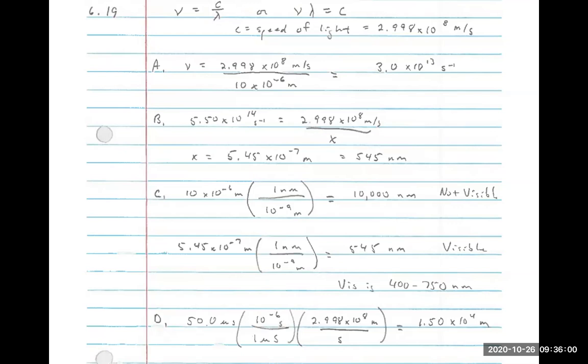Wavelength is typically expressed in nanometers. And so if you recall, a nanometer is 10 to the minus 9th meters. And so that's where you would convert this 5.45 times 10 to the minus 7 meters to 545 nanometers using that 10 to the minus 9th conversion factor.